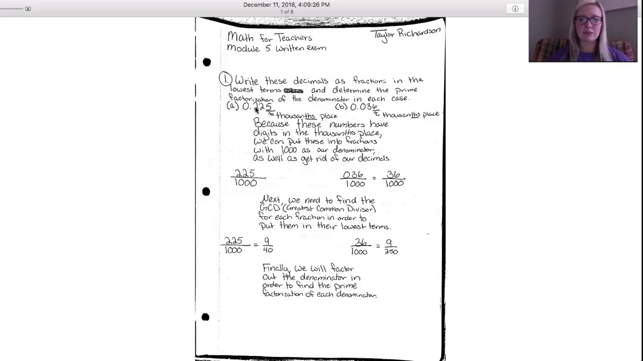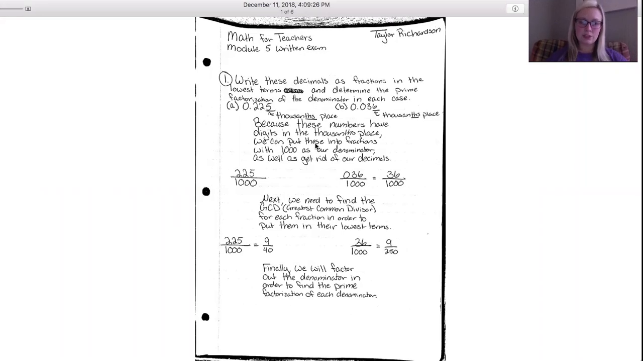And looking at these decimals, we know that they have digits in the thousandths place. And because of this, we can go ahead and put, for part A, the 225 over 1,000, and for part B, 036 over 1,000. And at this point, it's okay to go ahead and get rid of that 0. So we can just have 36 over 1,000 and 225 over 1,000. So now we're in nice pretty fractions and we don't have the decimals to look at anymore.